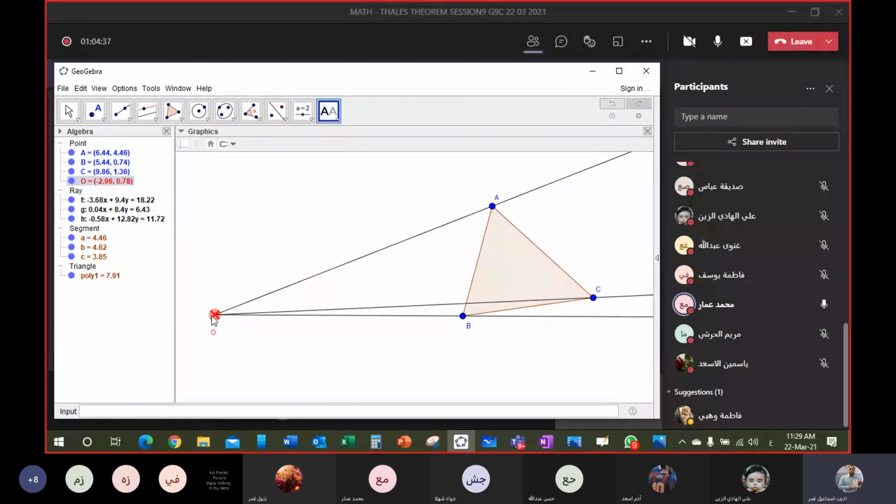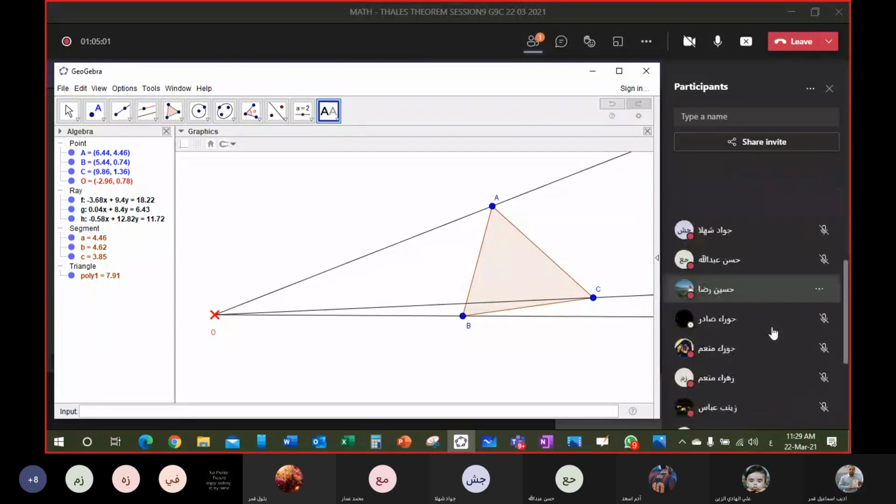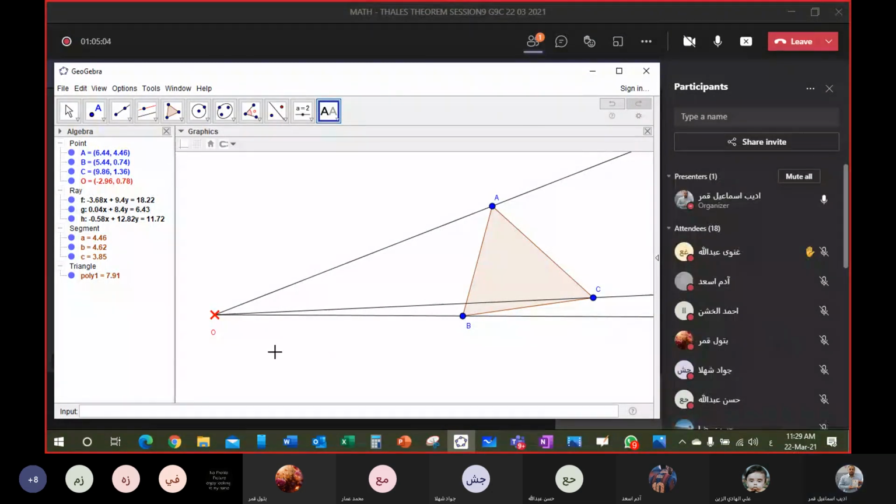Point O. So we take randomly the center of reduction O wherever we want. It is better to move it a bit farther away to get a clear figure. Then who can continue? Ghina. We draw the rays from O to A and to B and C. From O to A, then we draw the rays OA, OB, and OC. Okay? This is till now.